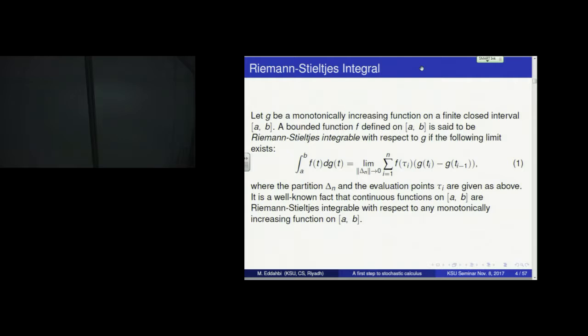Remember also that this tau here is any evaluation point between t_{i-1} and t_i. Okay? So that's good.